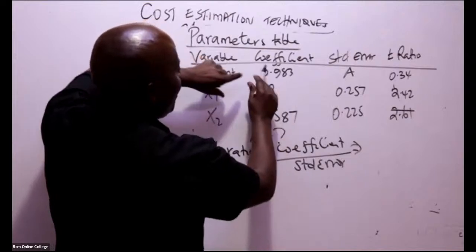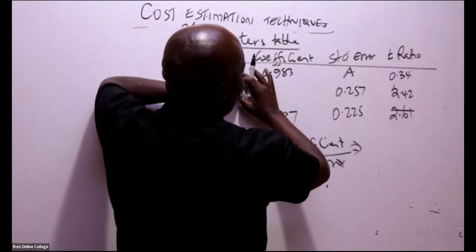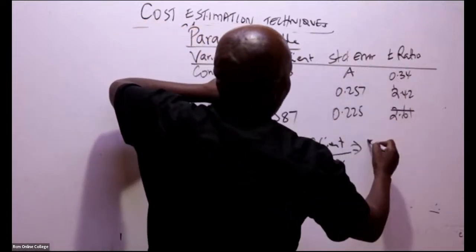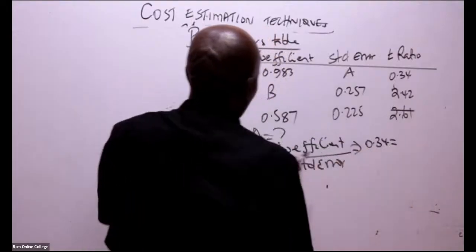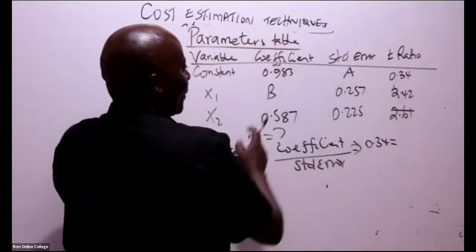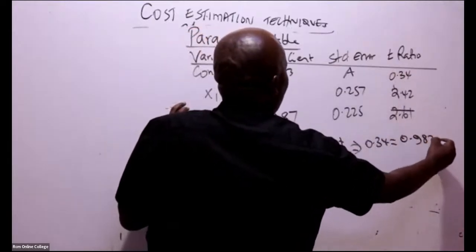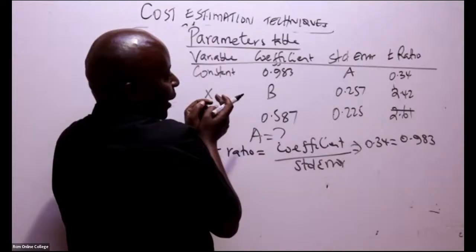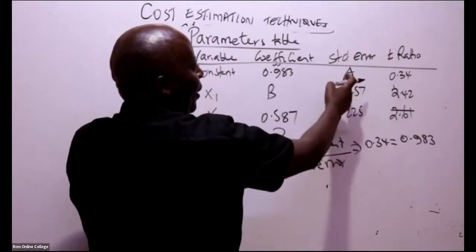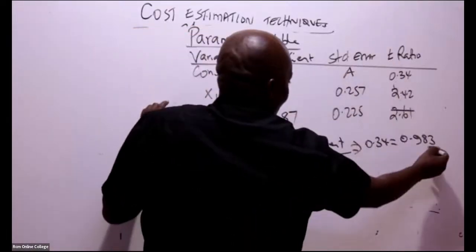The T ratio here, where A is for this constant, the T ratio for this is 0.34. That is the T ratio I'm substituting. Equals coefficient, we know the coefficient is 0.983, divided by the standard error for the first one, which is A.